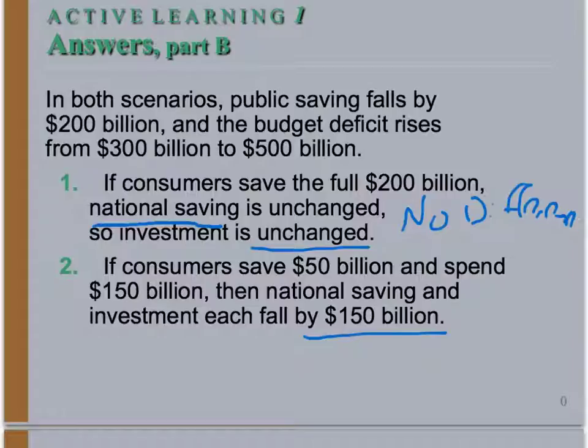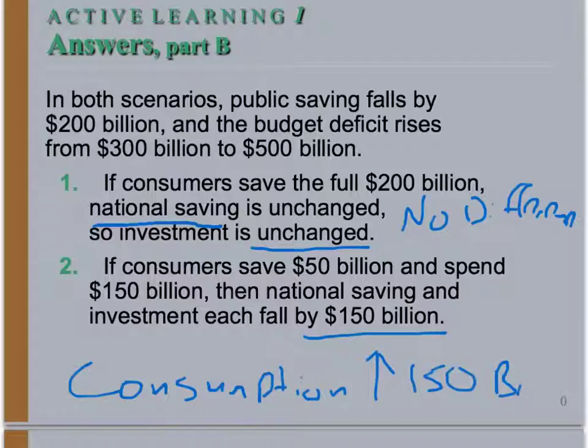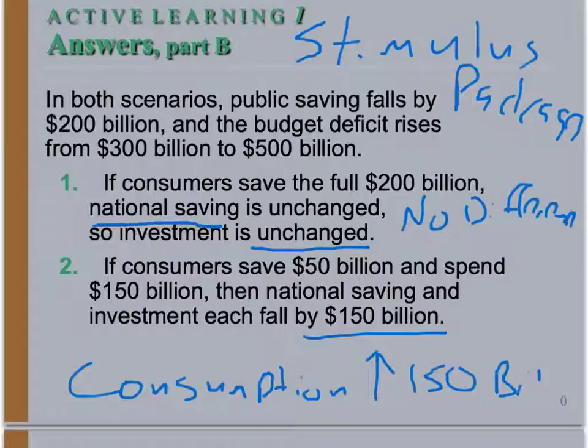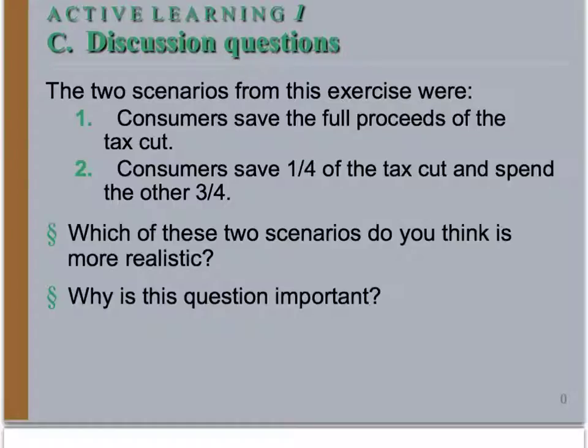Here, investment goes down by $150 billion. Okay. However, what this doesn't mention is consumption goes up by $150 billion. Okay. This all is what was a huge part of what was called the stimulus package a few years ago. This is much more realistic. Okay, people are going to spend some. Okay, very few people are going to save 100% of what you give them.